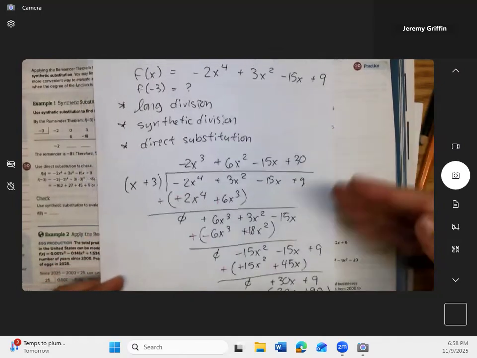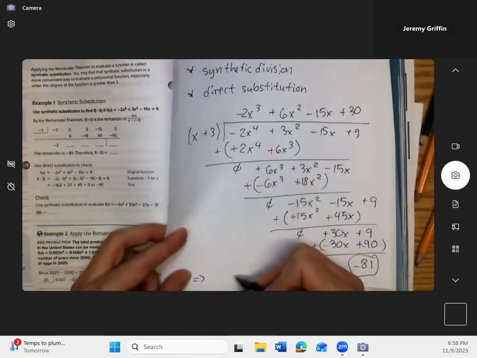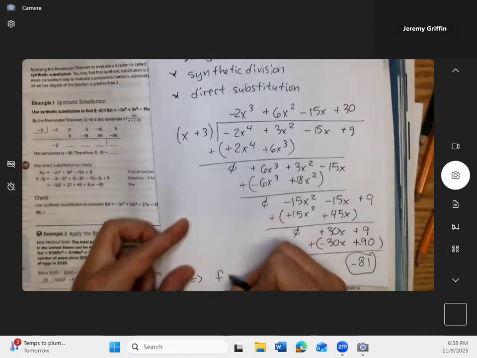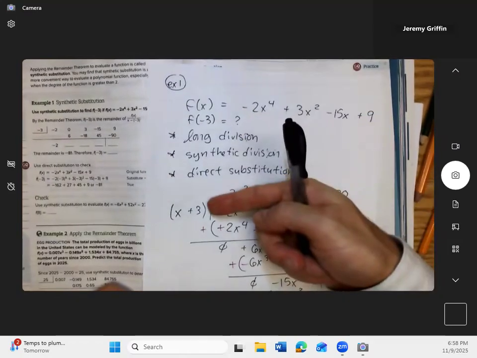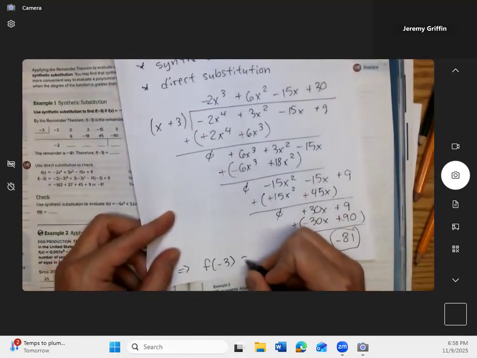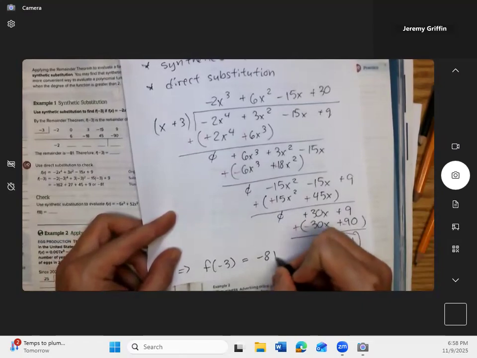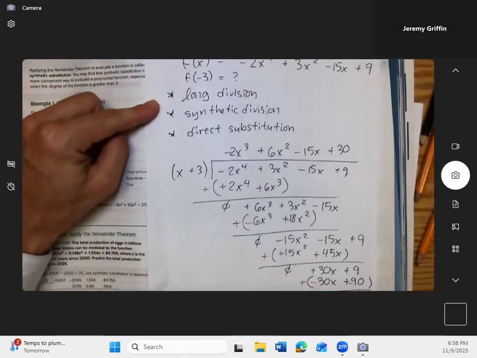What this whole process means, according to the remainder theorem, is that down at the bottom, f of negative 3, that was the question, this is how I set it up, and this is the remainder. Therefore that's the y coordinate: f of negative 3 equals negative 81. So that's with long division.